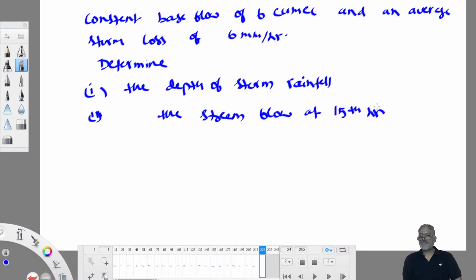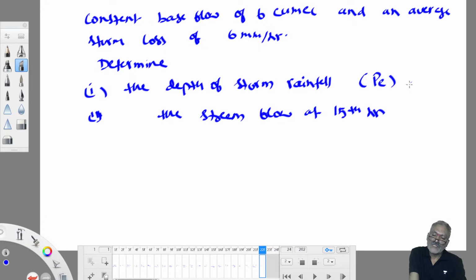This is a good question. What we have been asked to work out is the depth of storm rainfall. Storm rainfall means what? P value. Rain is occurring over a catchment. What is the rainfall value occurring in a catchment? Depth of storm rainfall means PE.